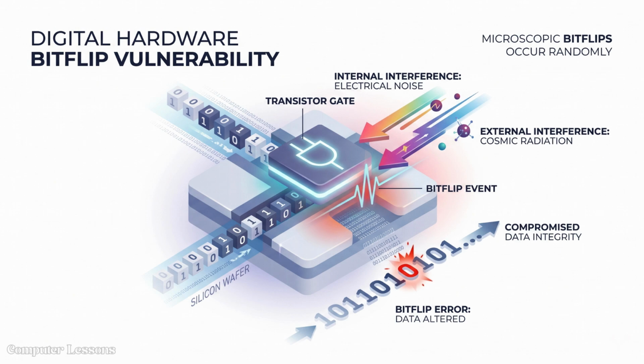Digital hardware remains vulnerable to internal and external interference that alters raw binary data during storage or transmission tasks. Microscopic bit flips occur when a transistor changes state without a software command due to electrical noise or cosmic radiation. These random events represent a constant threat to system stability and data integrity.